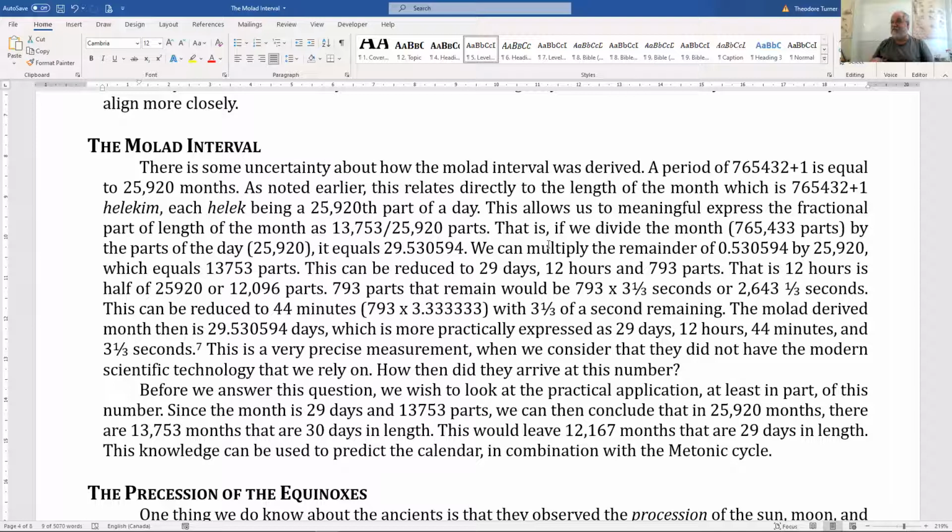So that is, if we divide the month into 765,433 parts by the parts of the day, 25,920, it equals 29.530594 days. That's how long a month is in the Molad calculation. We can multiply the remainder of .530594 by 25,920, and what you get is the numerator, which is 13,753 parts. This can be reduced to 29 days, 12 hours, and 793 parts. That is, 12 hours is half of 25,920, or 12,196 parts.